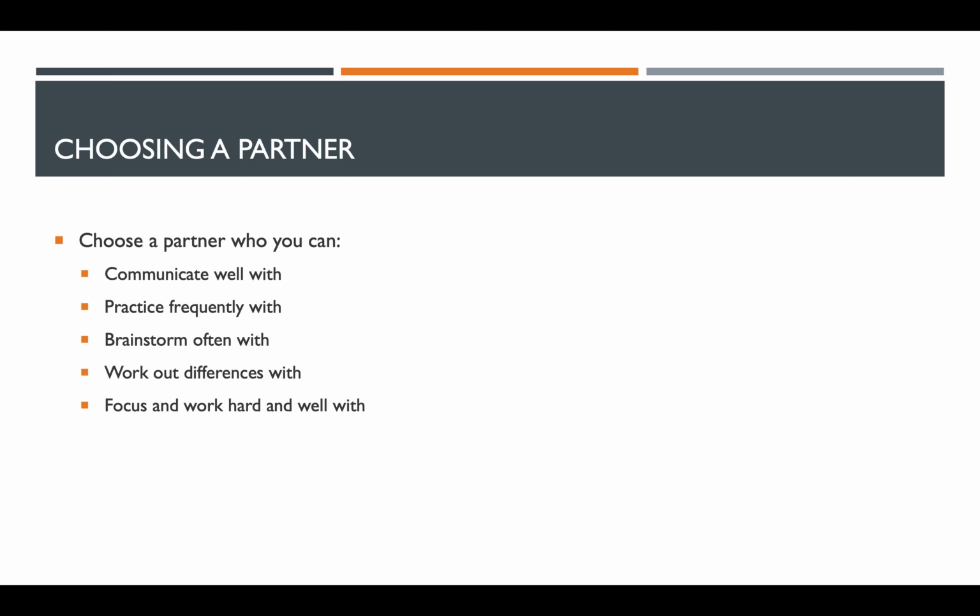You also want to choose a partner that you can focus with, work hard with, and work well with. If you choose a partner and all y'all are going to be doing is fooling around when you're supposed to be brainstorming or practicing, just goofing off, that won't be a strong duo. And the reason for that is because no one is pushing each other. No one is actually doing the work that needs to get done. So you need to make sure that you choose a partner that you can focus with, work hard with, and work well with.